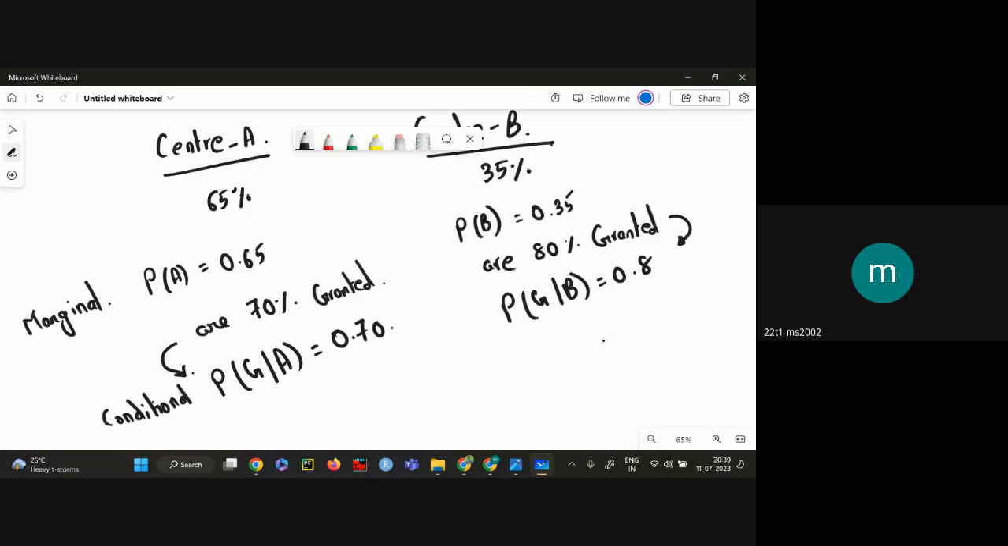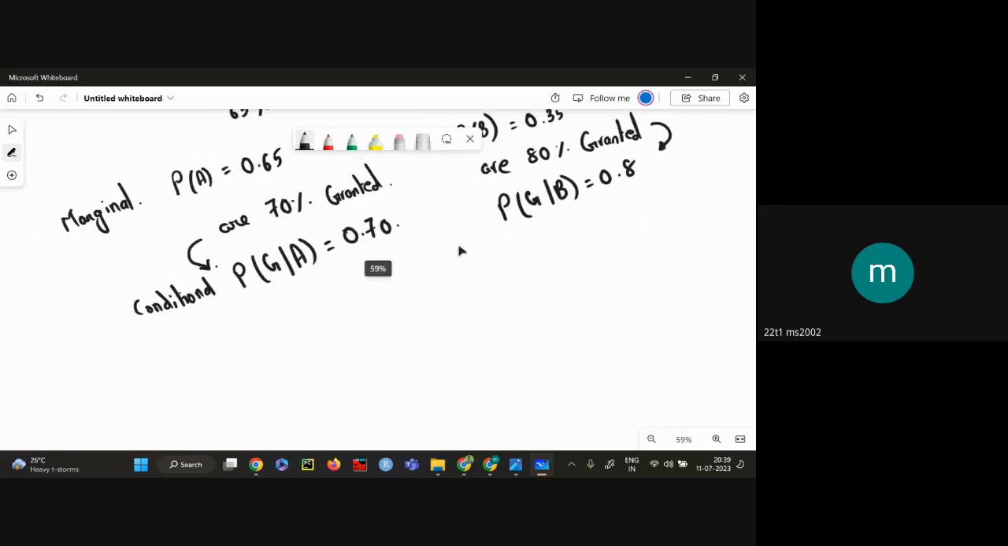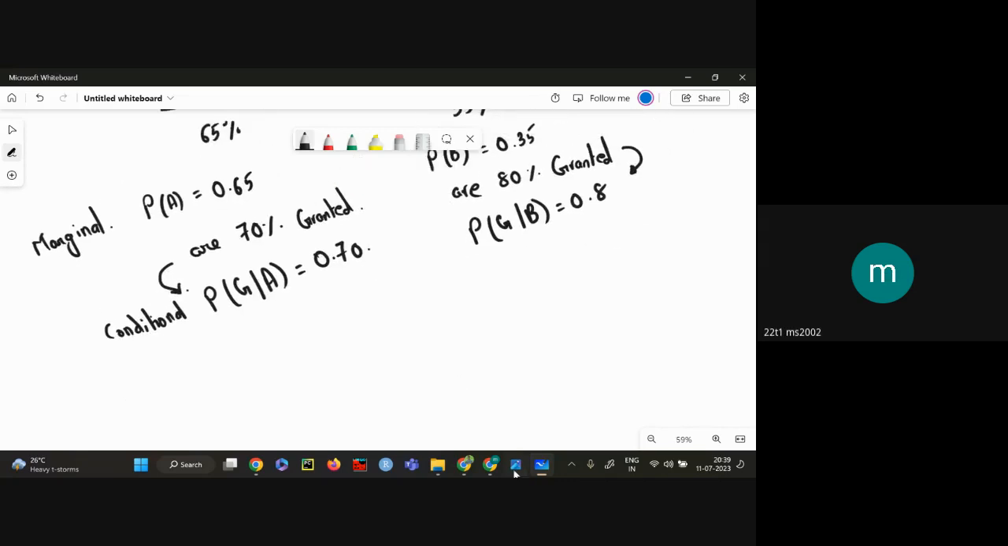Last time I took it wrong. I took it as the joint probability. That was the error. This is the conditional probability. Everyone clear? Yeah. All right. Now, what do I want to find?